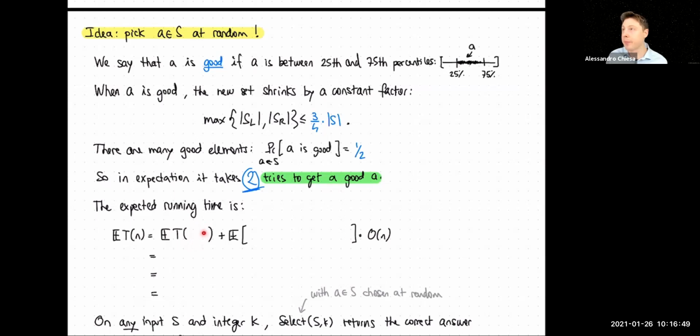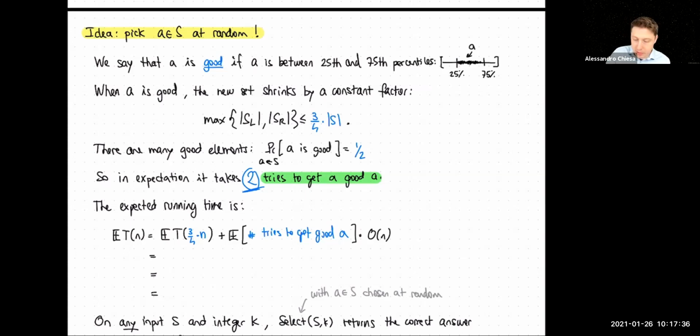Now, the expected running time is going to be the expected running time on a recursive call. What should I put here? What is the input size? So it's 3/4 n, plus I have the linear amount of cost times the number of tries to get a good A. And for each of these tries, I'm going to pay order of n to figure out whether it's good, plus order of n in case it is good to split the list into the 3 parts.